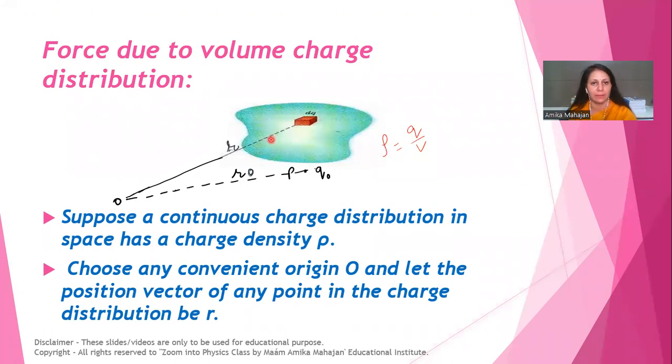I consider small segments, each of volume dV. Here I am considering this cube having charge dq. dV is macroscopic, but it contains microscopic charge constituents, and dq is charge in element dV. Any point on this volume charge distribution has position vector r from point O. And we consider a point P where charge q naught is present, whose position vector is r naught from this point O.